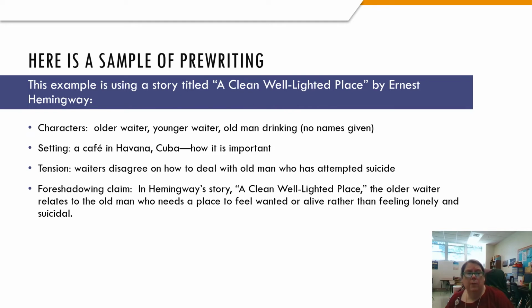There's a little foreshadowing claim in there. The older waiter relates greatly to the old man. He feels like his life is not going anywhere. He feels lonely. He feels sad. He tries to tell that to the younger waiter, who's very impatient, very young, and doesn't think about any of those things. And so he relates to the old man, who needs a place to feel alive, the clean, well-lighted place, the cafe, and the waiter sort of needs that as well.